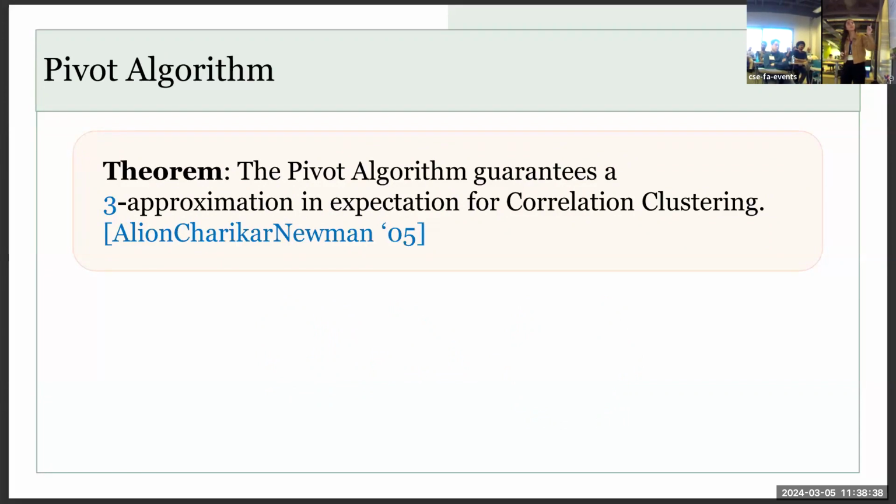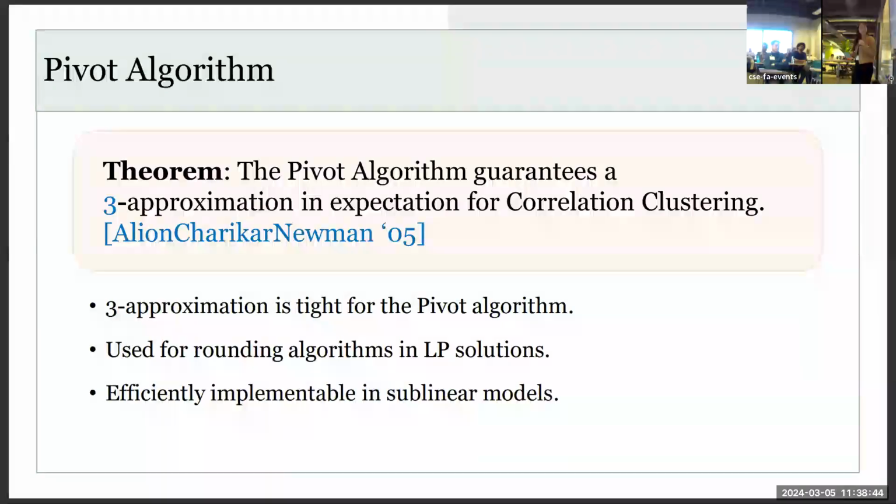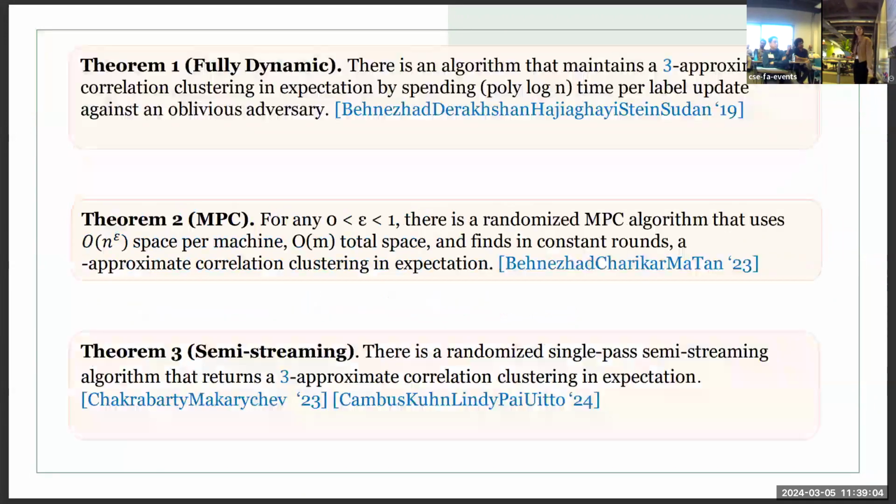The pivot algorithm guarantees a 3 approximation in expectation for correlation clustering. And this is actually a tight result for the pivot algorithm. The pivot algorithm cannot do better than 3. It's also used a lot for rounding algorithms in LP solutions and is efficiently implementable in sublinear models such as fully dynamic, MPC, and semi-streaming. In these models, we can get almost 3 approximation for correlation clustering.